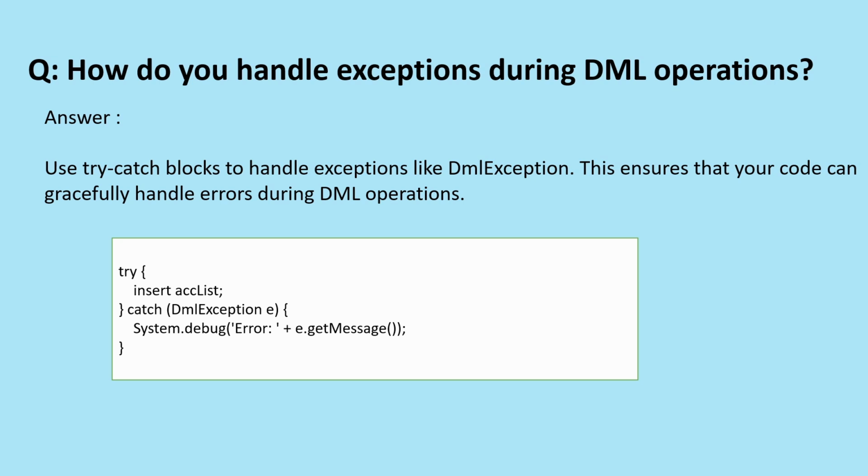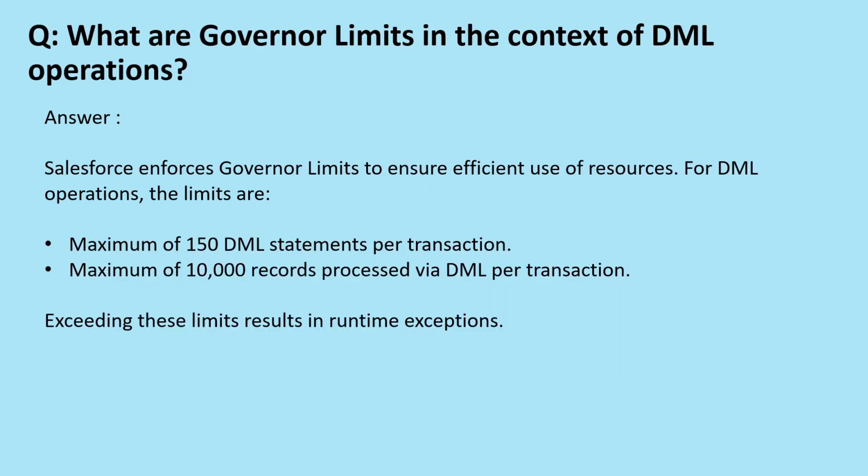Next question is, how do you handle exceptions during DML operations? We can use a try-catch block to handle the exceptions, as we discussed in our last question answer video also. Next question is, what are the governor limits in the context of DML operation? Salesforce enforces governor limits to ensure efficient use of resources for DML operations. The limits are a maximum of 150 DML statements per transaction and a maximum of 10,000 records processed via DML per transaction. Exceeding these limits results in runtime exceptions.